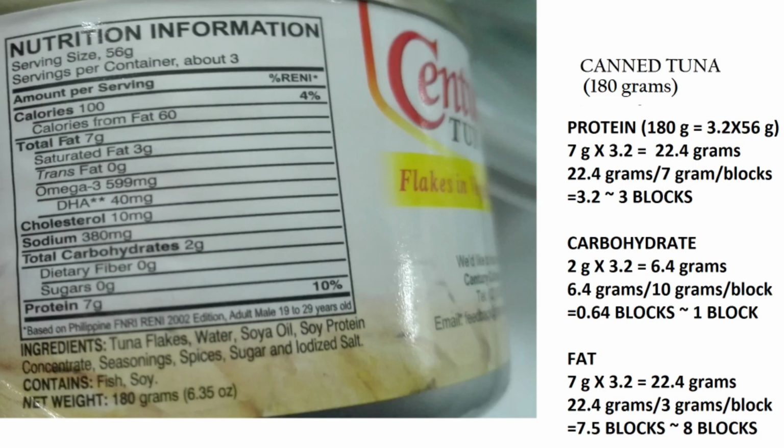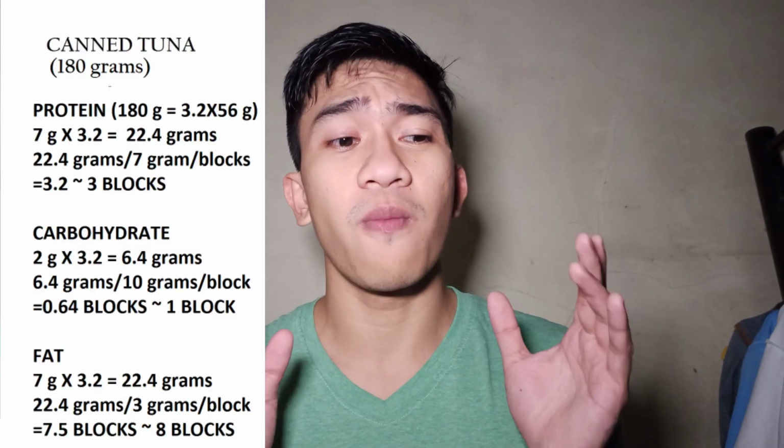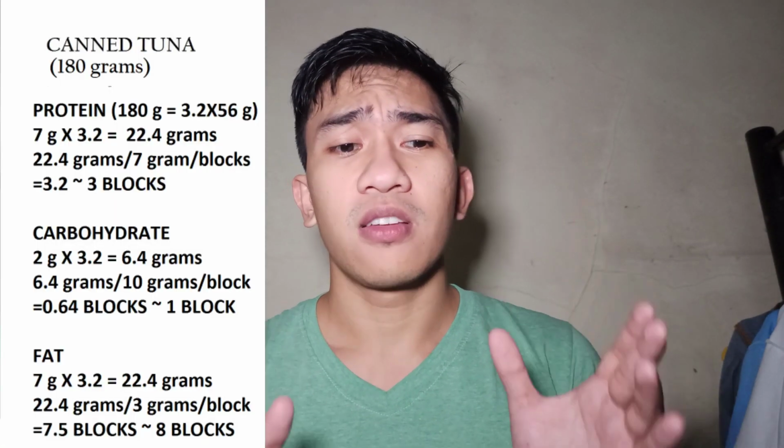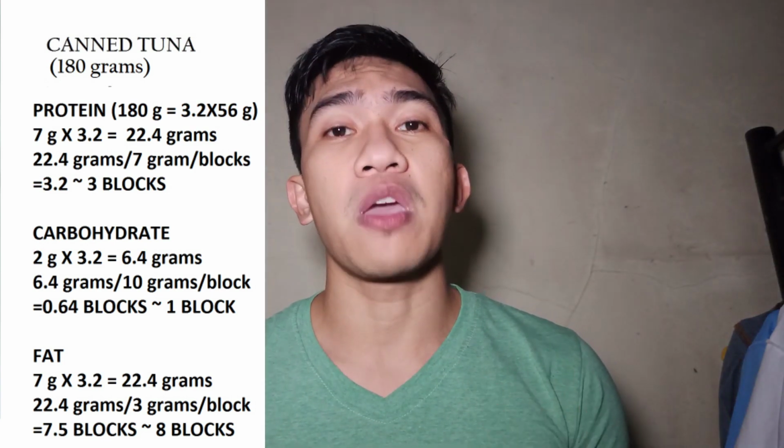Then carbohydrates, we have 2 grams multiplied by 3.2 again, 6.4 divided by 10 grams per block equals 0.64, so approximately rounded up, 1. Fat is 7 grams again multiplied by 3.2 equals 22.4. So 22.4 divided by 3 grams per block equals 7.5, or approximately 8. So if you eat the whole can, you have 180 grams and it contains protein of 3 blocks, carbs of 1 block, fats of 8 blocks.